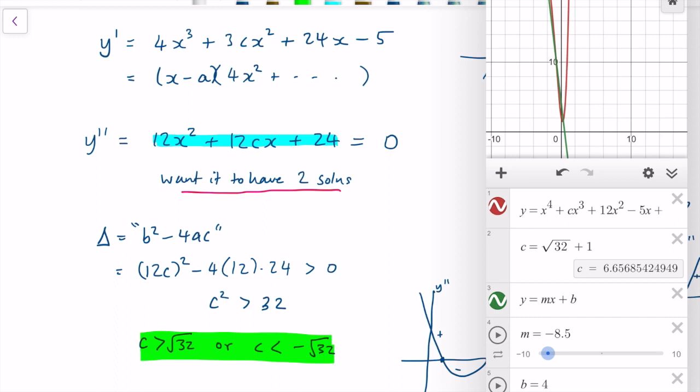Hopefully you found that video useful. It's quite nice to see that sometimes an algebra problem can be solved using calculus knowledge and vice versa.